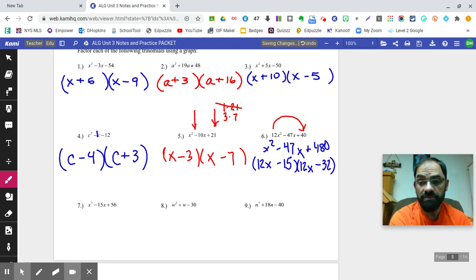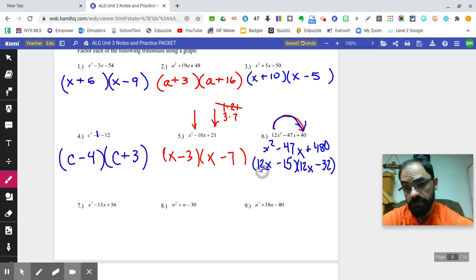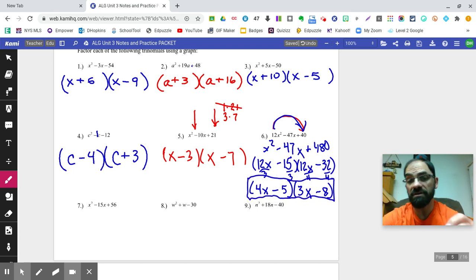Now, the extra step here is since I multiplied that 12 to the end, I have to divide out any GCFs that they have. So right now, in the first set of parentheses, I can divide out a 3. In the second set of parentheses, 4 goes into both of those. So I'm just going to divide them out, and that'll be my answer. So 12x divided by 3 is 4x minus 5. And then I'll have 3x minus 8. So if I use double distribution or the box method, I will get this back when I multiply.